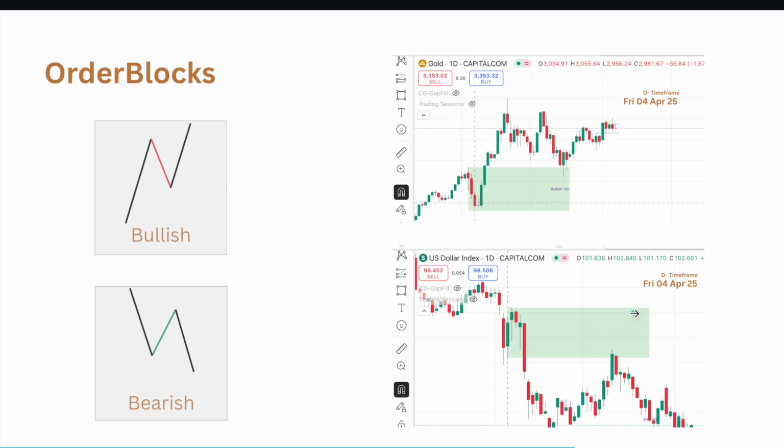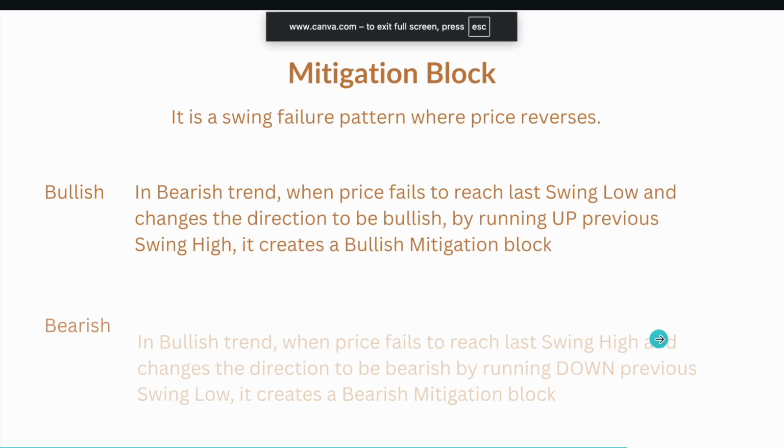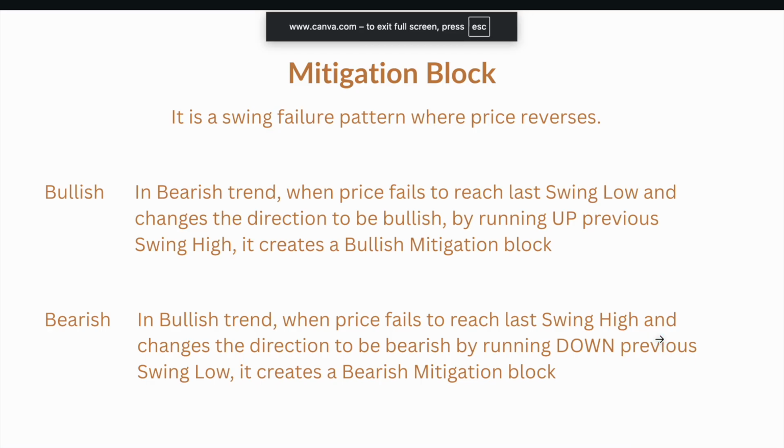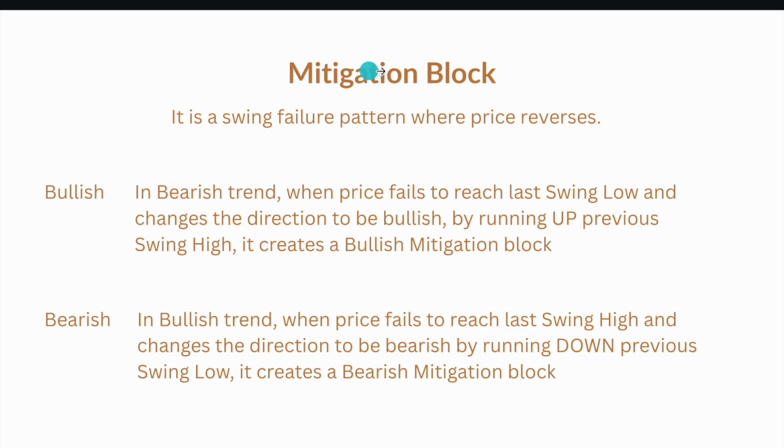This is how order blocks can be identified on actual charts. Let's understand the different types of order blocks. The first order block is the mitigation order block. What is a mitigation order block? It's a swing failure pattern where price actually reverses. So it is a very strong price reversal indicator on an order block.